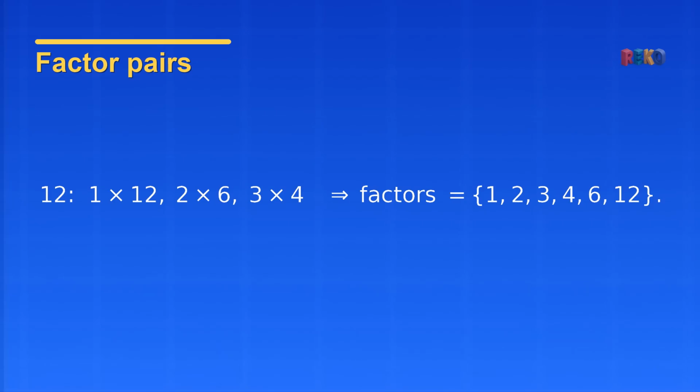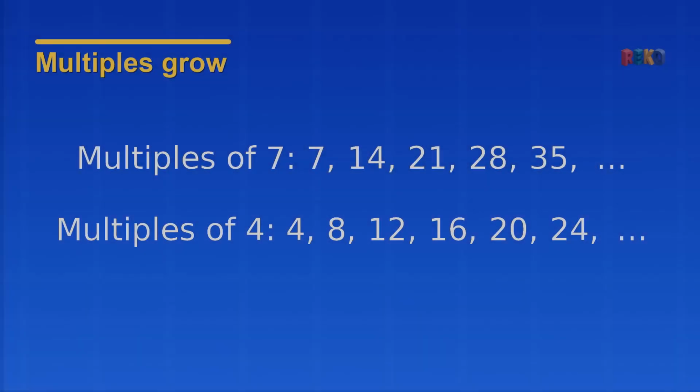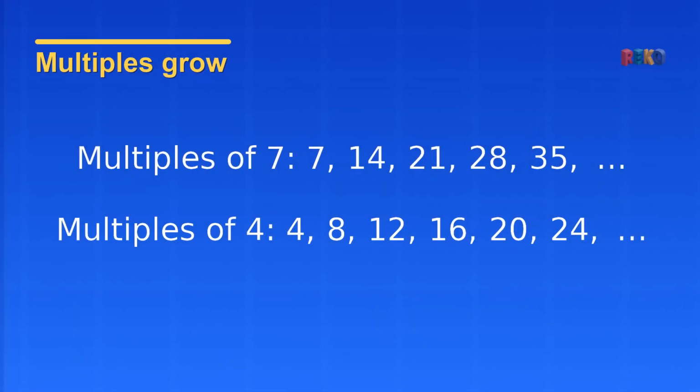When listing factors, always work in pairs. It helps you spot them all. For 12, start with 1 times 12, then 2 times 6, and 3 times 4. Once the pairs start repeating, you've found them all. That gives the full list of factors: 1, 2, 3, 4, 6, and 12. Multiples go on forever. We use them to find common multiples, such as the least common multiple, the LCM.